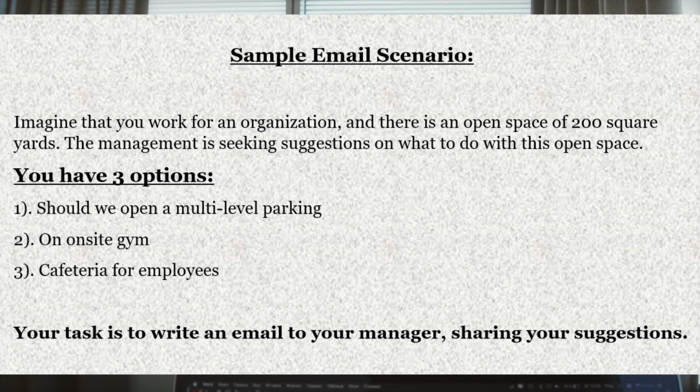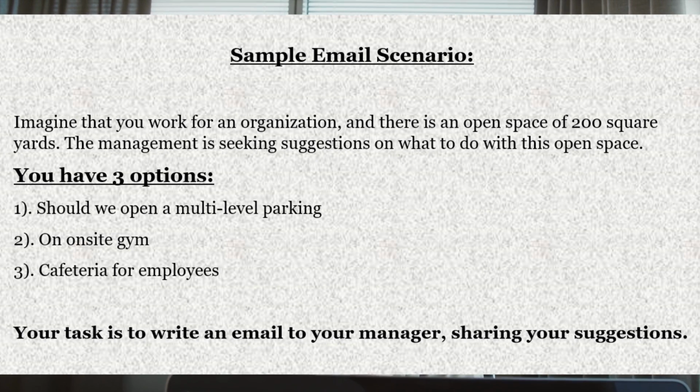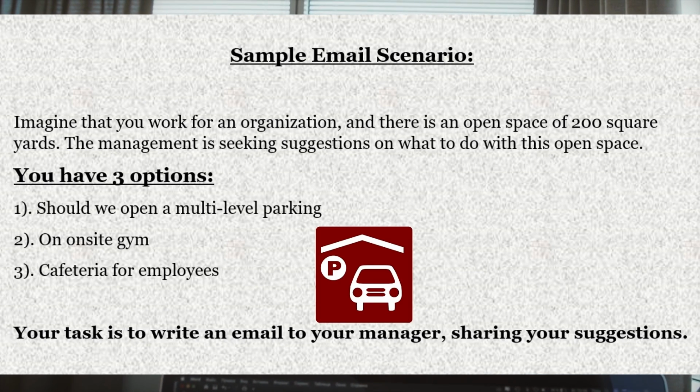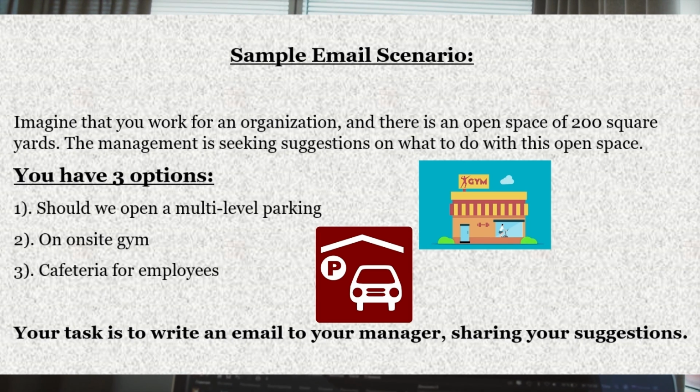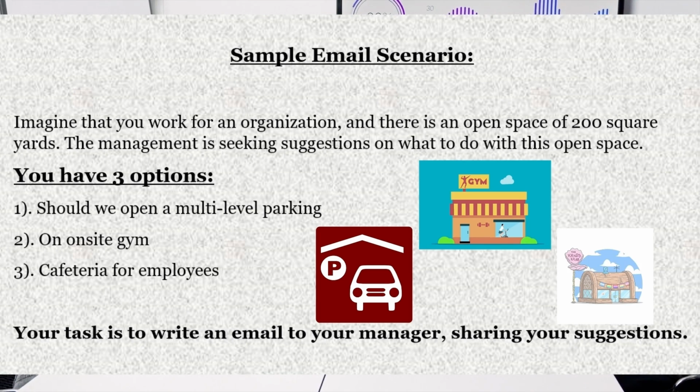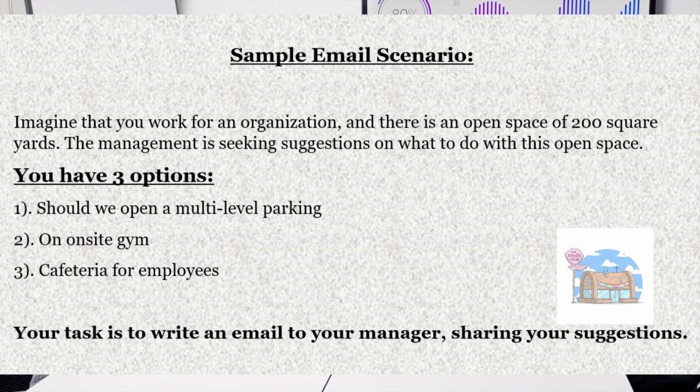Imagine that you work for an organization and there is an open space of 200 square yards. The management is seeking suggestions on what to do with this open space. You have three options. Should we open a multi-level parking, an on-site gym, or a cafeteria for employees? Your task is to write an email to your manager sharing your suggestions.